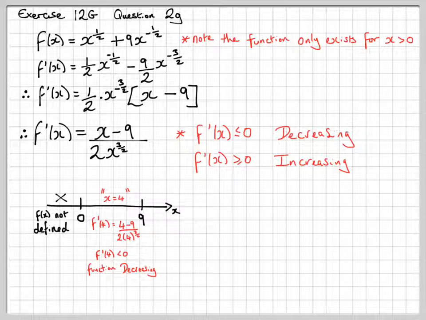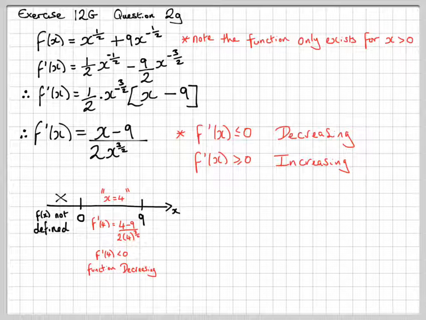Now you'll notice that I actually didn't bother to evaluate f' of 4 for the simple reason I could clearly see that it was going to be negative, and hence I know that the derivative is negative between 0 and 9. You only have to take one test value, and if it's going to give you a negative value, then for all other values it would also be negative as it happens. So I now know that the function is decreasing between 0 and 9.